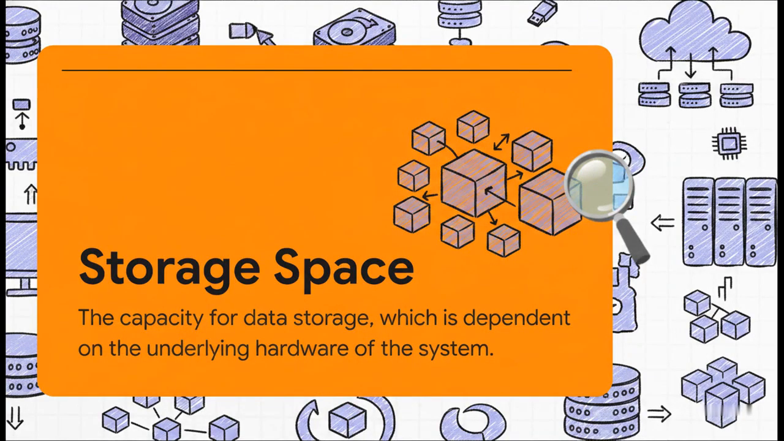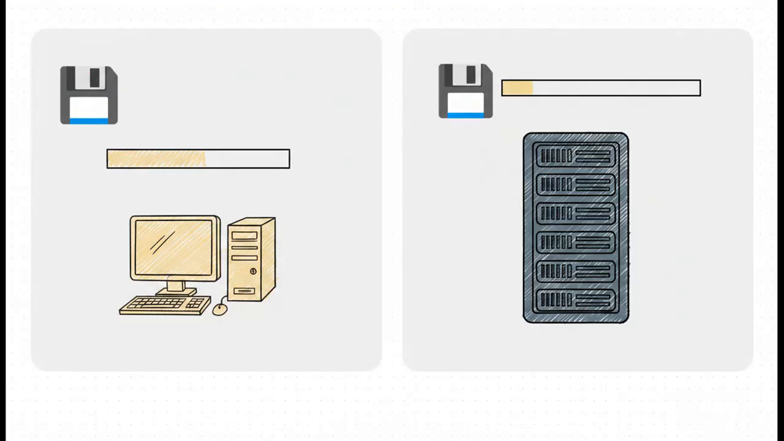Okay, let's talk about something really practical, storage space. How much data can these systems realistically even hold? And here, the tables are completely turned. Traditional databases have a massive advantage. They run on these super powerful dedicated servers that are built for gigantic amounts of data. Blockchains, on the other hand, are limited by the storage space on the regular computers of all the people participating.